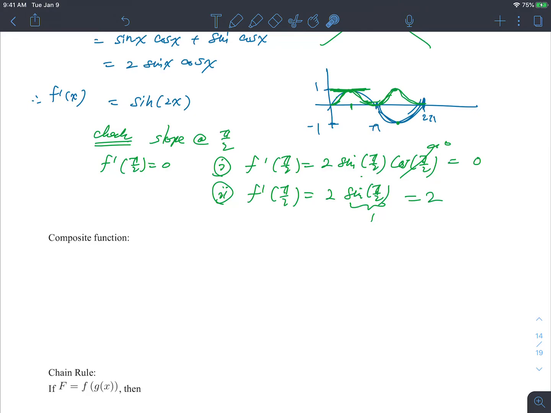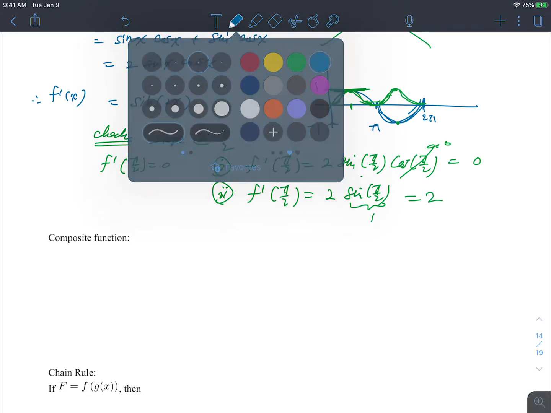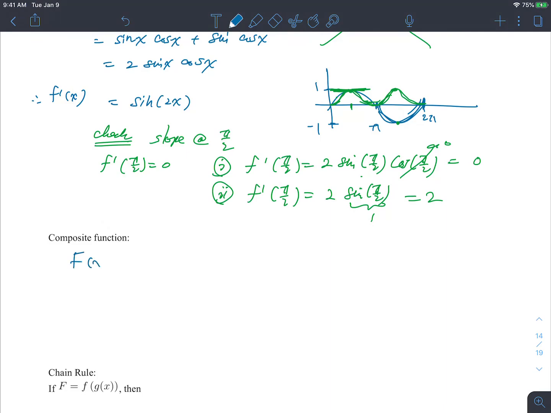So when you have a compositional function, you may have something that looks like this. We may have capital F of x defined as small f of g of x, like this. That right there is the outer function, or outermost function, and that is the inner function.